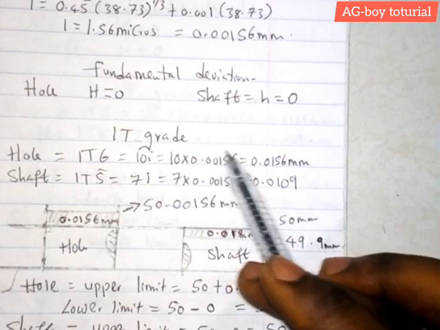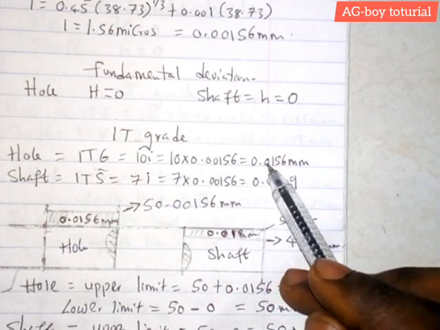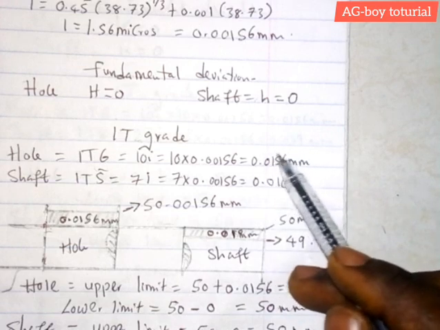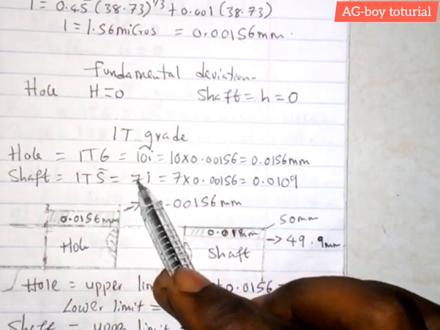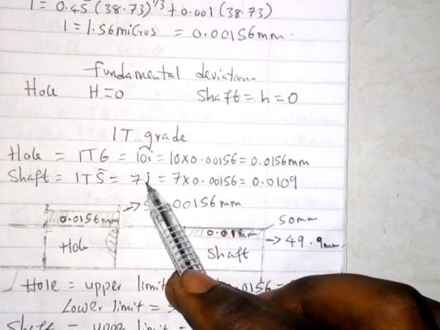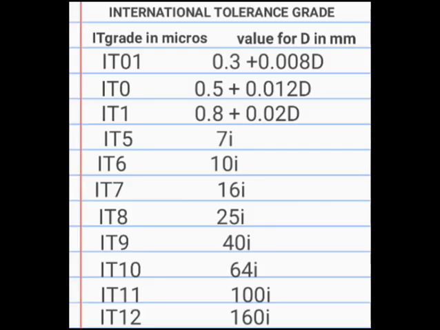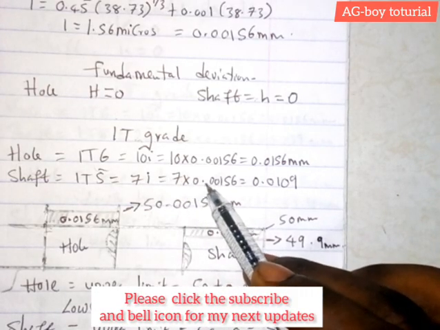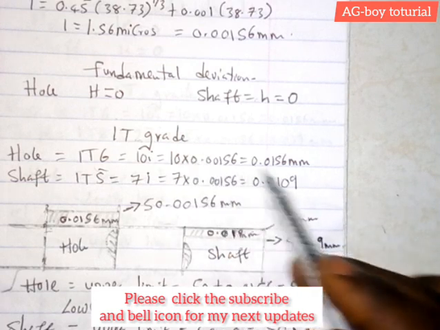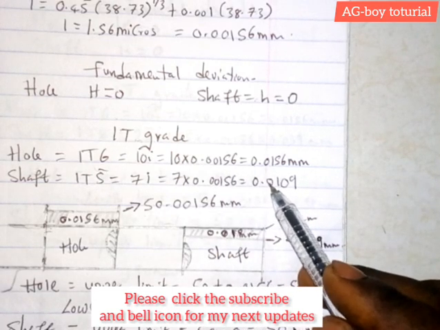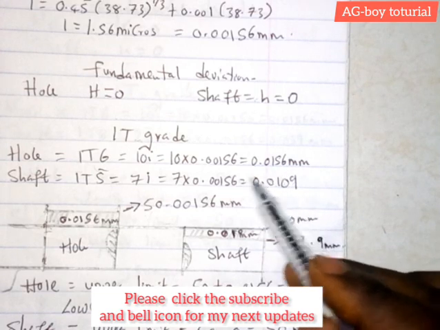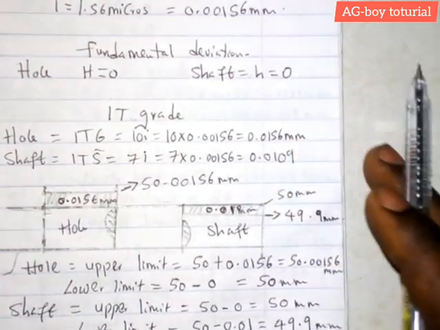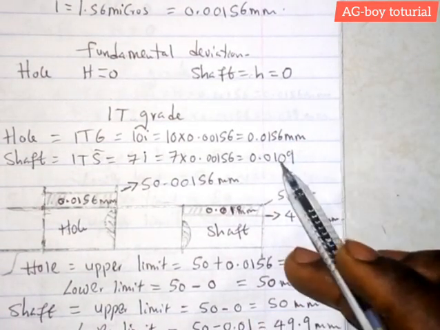So our answer is 0.0156 millimeters. So this is our tolerance for hole. Then for our shaft is IT grade 5. So it's going to be 7i if we check our chart again. So what we are going to have is 7 times 0.00156, same as this other one we did there. Then we are going to have 0.0109. So these are tolerance for our shaft.